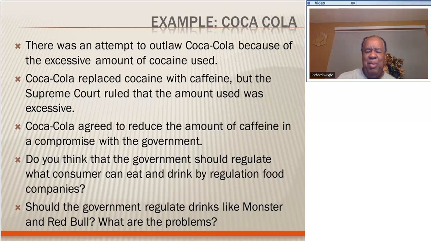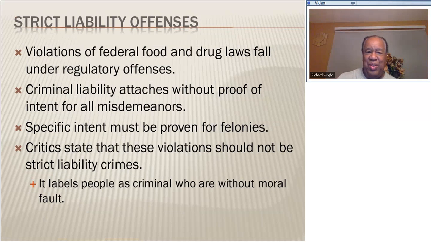And so eventually it's going to be something that relates to some kind of regulation for Red Bull and Monster and these energy type drinks. There are people who have had heart attacks after drinking those. And the strict liability offenses, we talked about that. Violation of food and drug laws fall under what we call regulatory offenses. Criminal liability attaches without proof of intent. Now, if you're going to go to the felony level, because most of them are misdemeanors, then you have to provide specific intent. In other words, that person knowingly covered it up, and with willful intent, then we get to the specific intent, and we're not dealing anymore with the strict liability aspects of it.